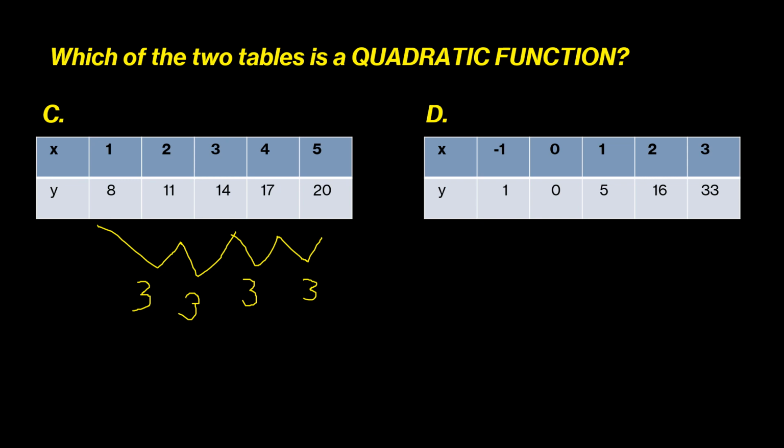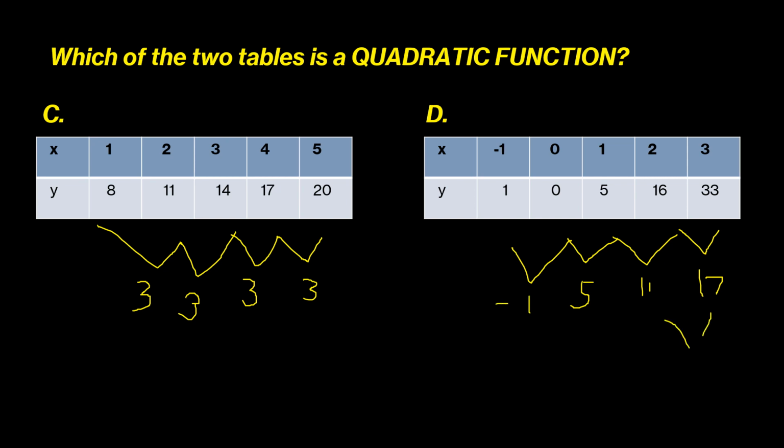Now let's check if the second table, or table D, is a quadratic function. Subtract: 33 minus 16, that's 17. 16 minus 5, that's 11. 5 minus 0, and that is 5. And 0 minus 1, that's negative 1.